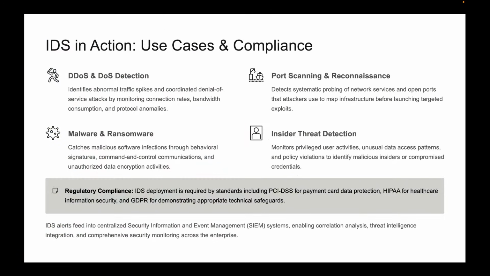So if we are putting this IDS into action, how do the use cases and compliance come in? First, they start to find if there is any malware or ransomware. Even the firewall does the same thing. The second one is port scanning and information gathering. They start to detect what things are happening, or how the whole process is going on. Next one is DoS attack.